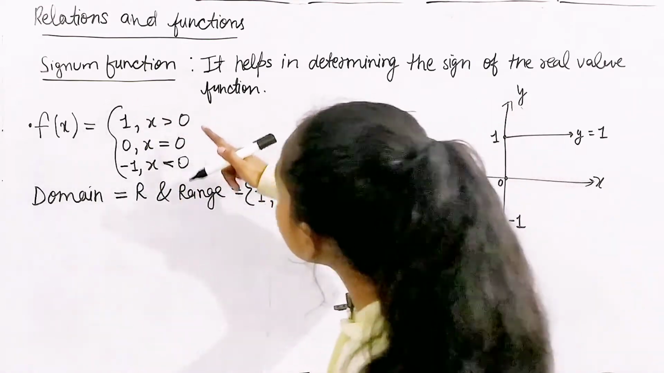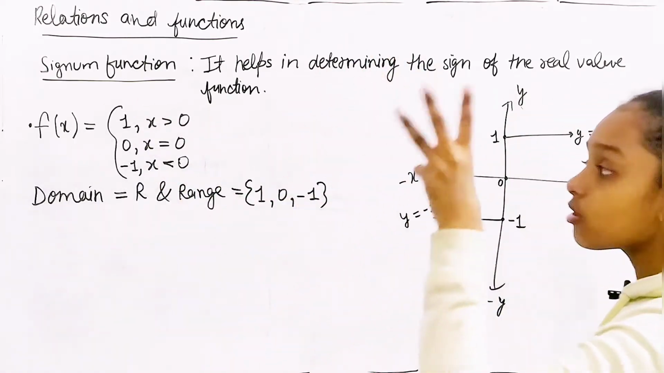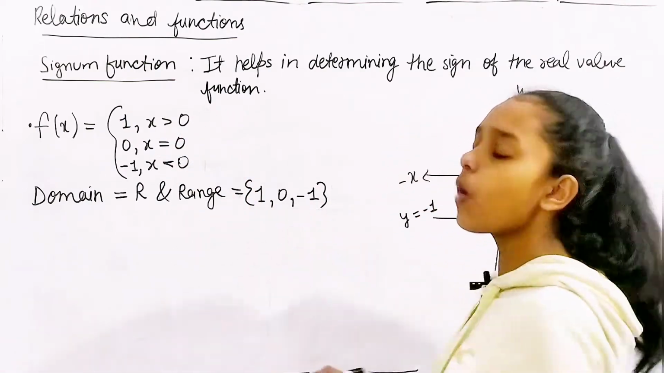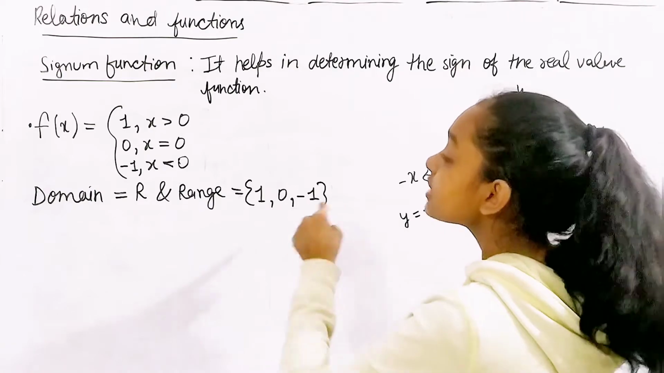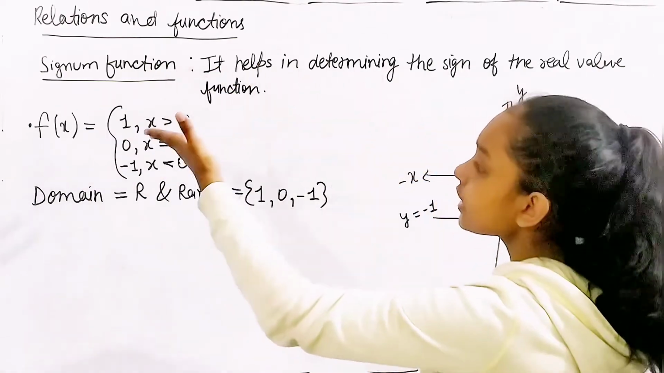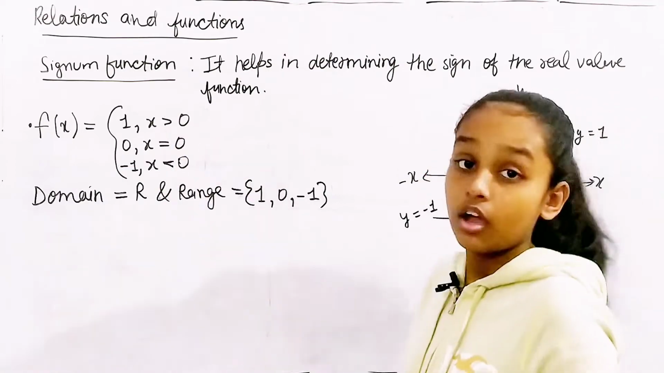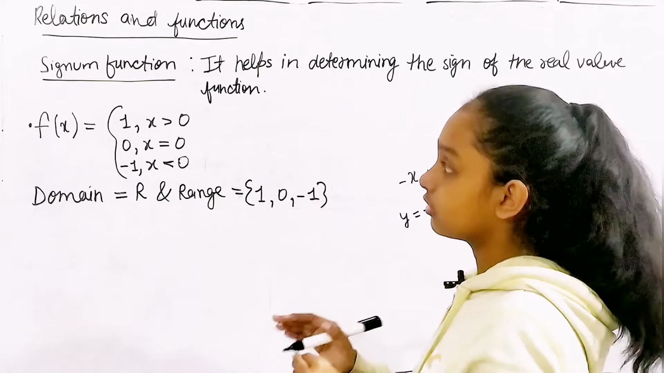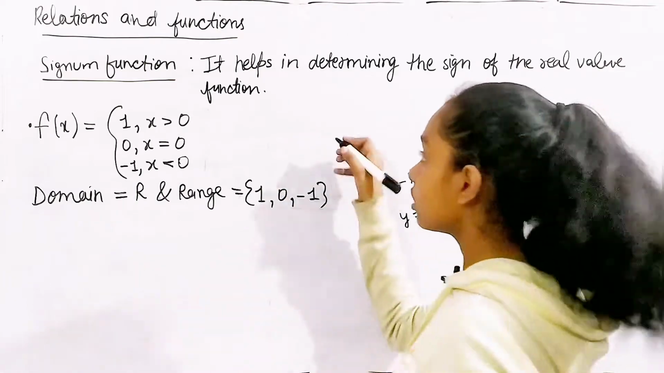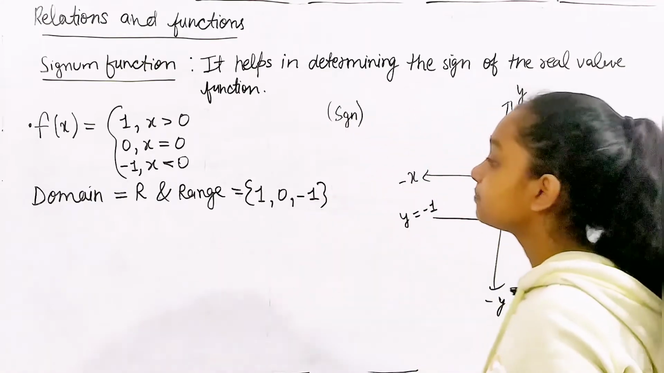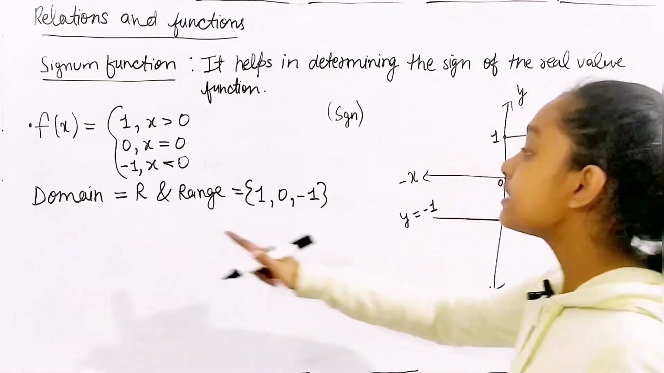As we can see, we have only 3 numbers in the range: 1, 0, -1. Why? Because we can see this from what is written here. It's just something related to the Signum function, SGN. Okay, so the domain is equal to the real numbers.